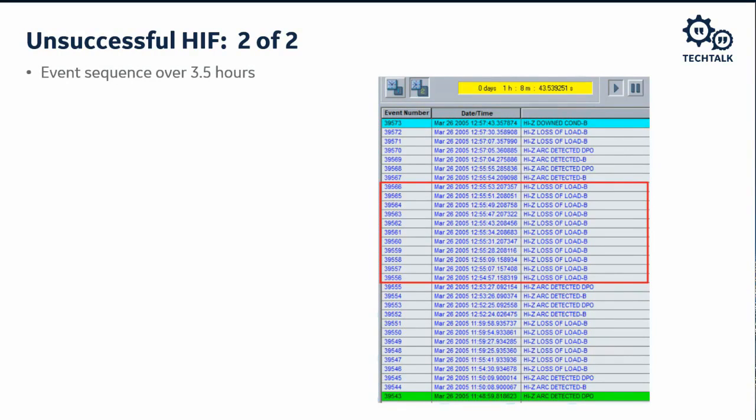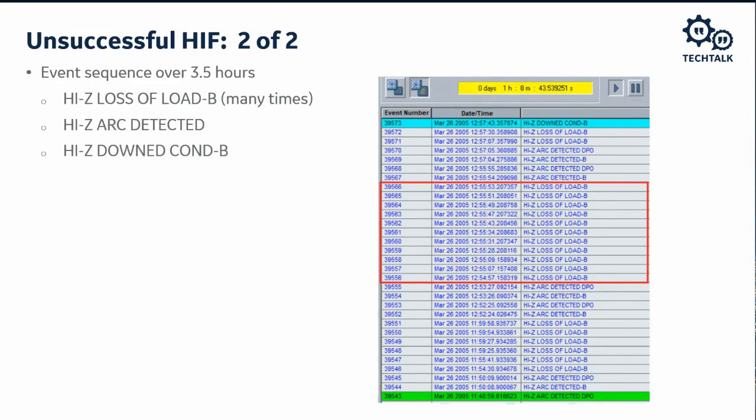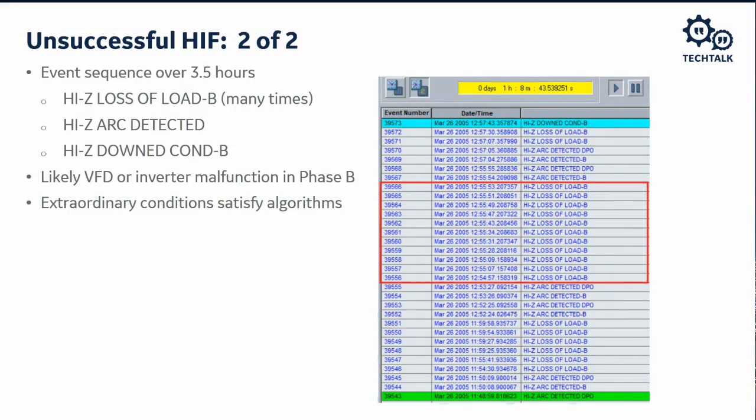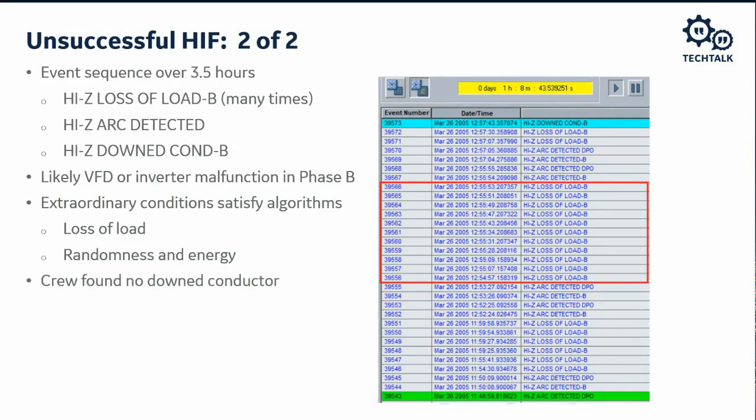The high Z loss of load B operand picked up many times. Next, the high Z arc detected. And finally, the relay asserted the high Z downed conductor B operand. Analysis of these events indicated that it was likely a VFD, a variable frequency drive or inverter malfunction in phase B. In this example, extraordinary conditions satisfied the relay HIF algorithms for loss of load and energy and randomness. A crew dispatched to the feeder found no down conductor.